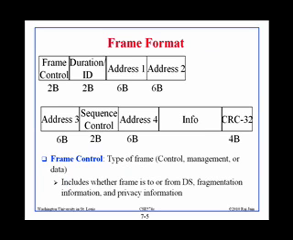Now the frame itself is a little bit more complicated than the 802.3 Ethernet frame. First, we have 2 bytes of frame control, 2 bytes of frame duration, how long is the frame. Then we have address 1, address 2, address 3, some sequence control, then address 4, and then the information that you want to send, and then we have the 32-bit CRC. Notice that there are 4 addresses. It's not just source and destination. There are 4 addresses. And so we'll talk about what those 4 addresses are.